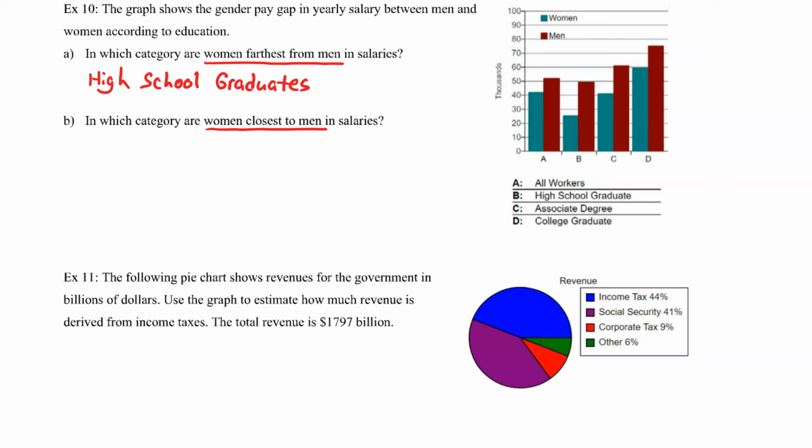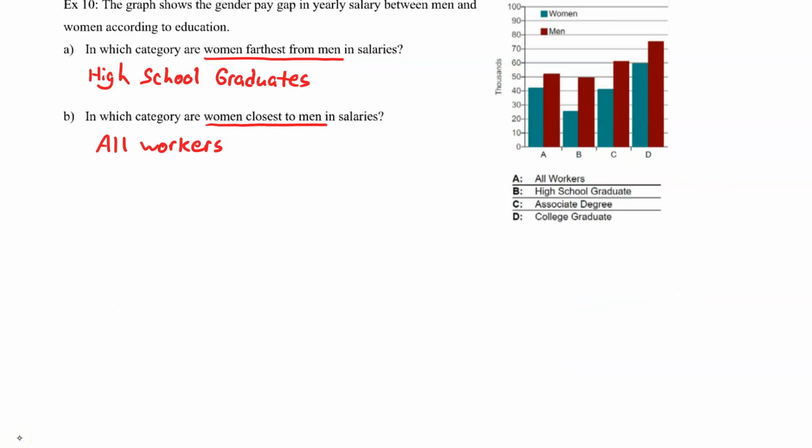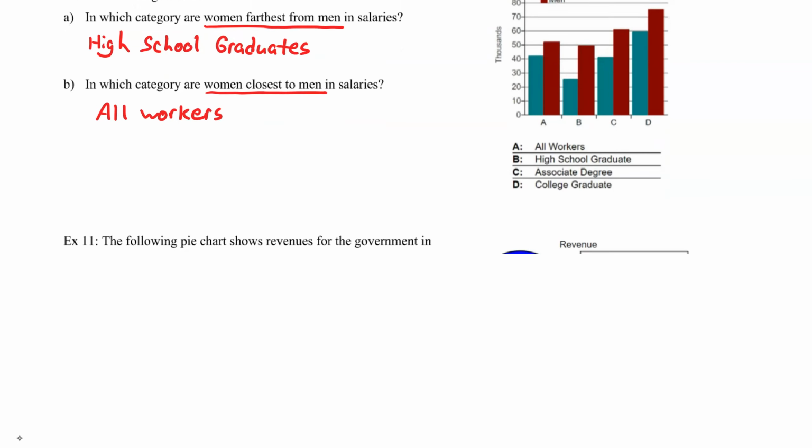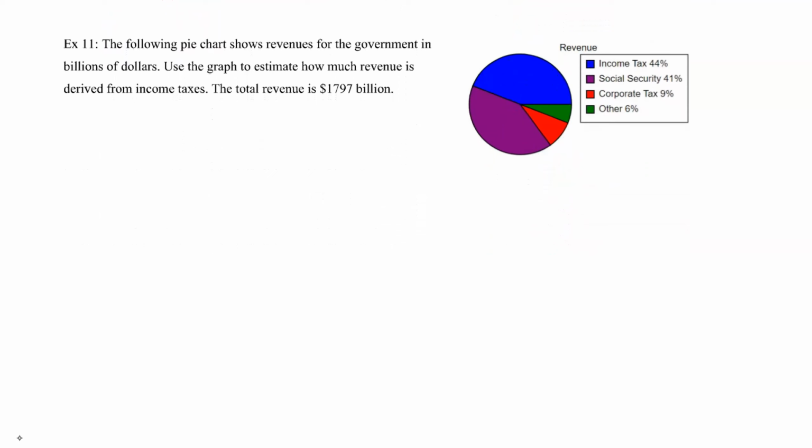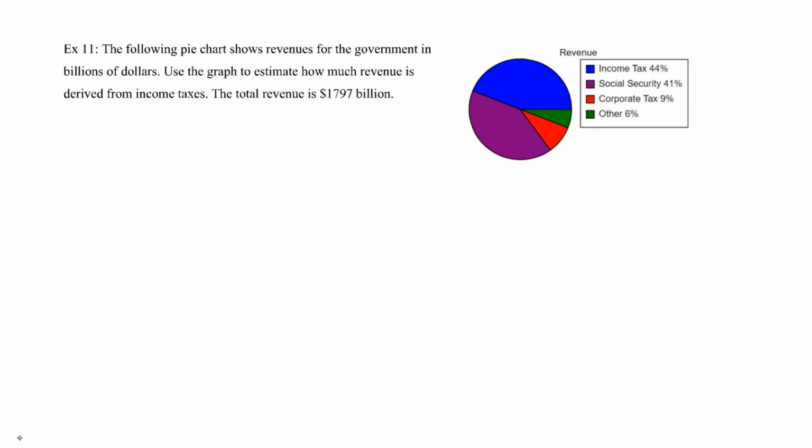And then part B of this question is wanting to know which category are women closest to men in salaries, and that is going to be comparing the bars. We notice that is all workers. So then that brings us to our last example here, number 11.